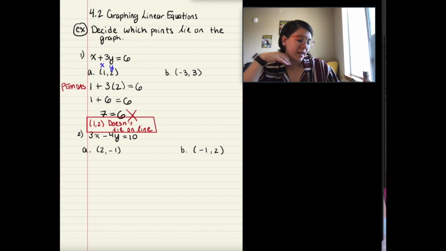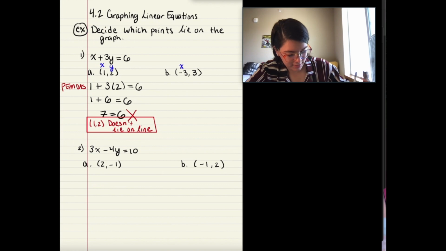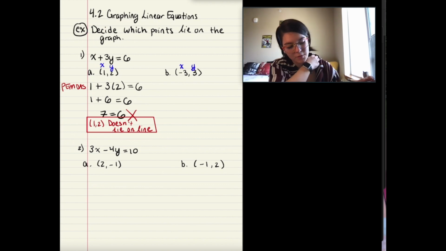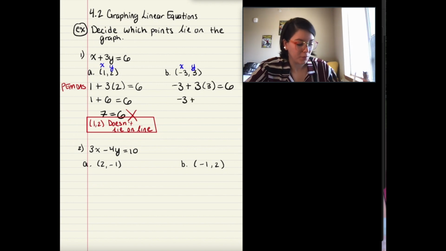Alright, go ahead and see if you can do the second point on your own. So we have the point negative 3, 3, and we're trying to figure out if it's on the line x plus 3y equals 6. Remember again, this is x and this is y. So anywhere there's an x, we'll plug in negative 3. Anywhere there's a y, we'll plug in positive 3. So we have negative 3 plus 3 times our y, which is positive 3, is equal to 6. Now remembering our order of operations, we do multiplication first. So we have negative 3 plus 3 times 3, which is 9, is equal to 6.